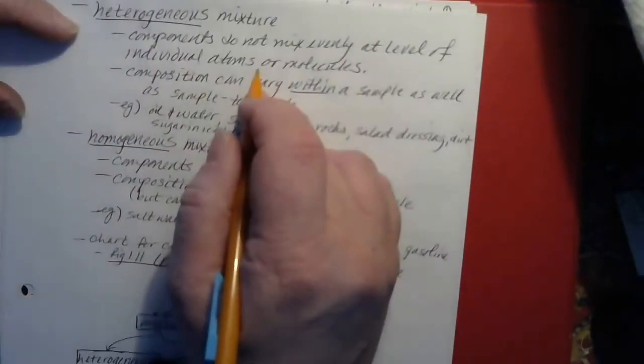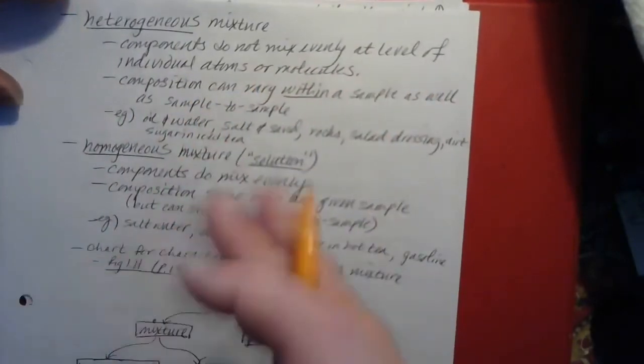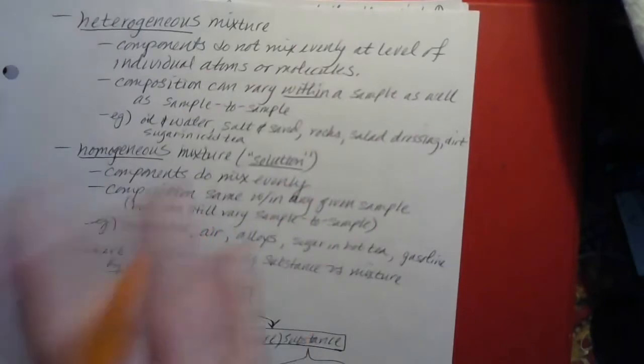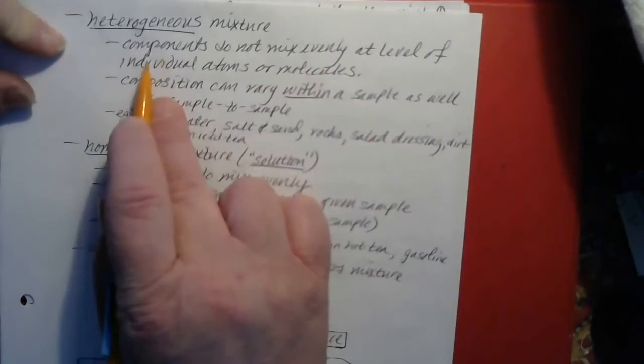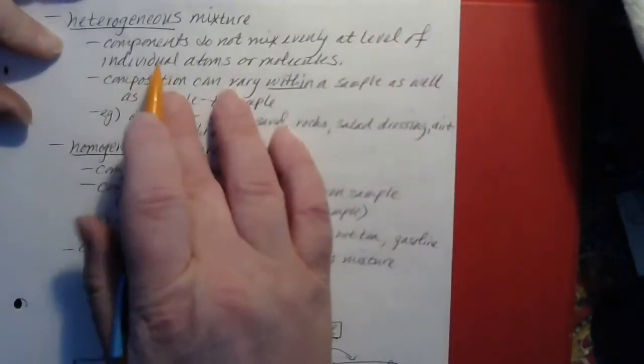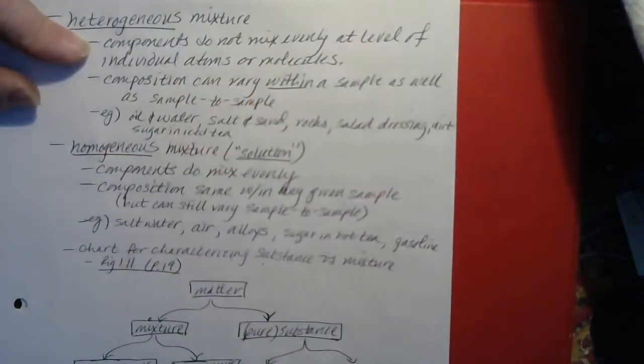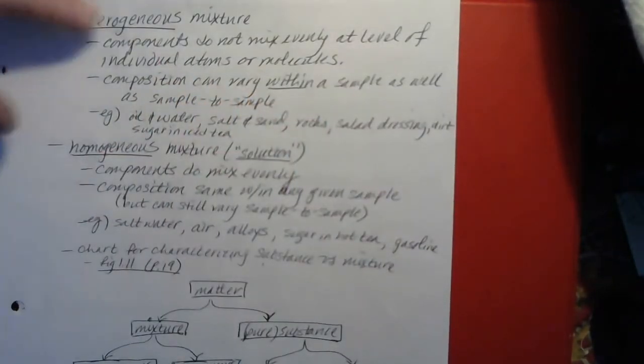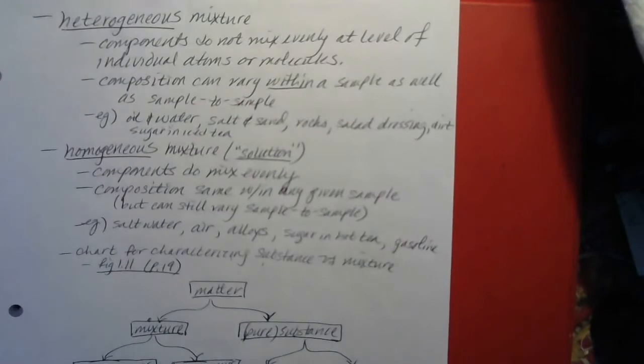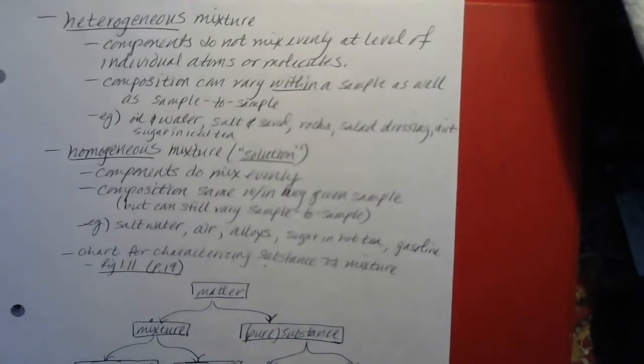Okay, a heterogeneous mixture is a mixture where the properties or proportions can change within a single sample. Heterogeneous mixtures are made up of components that do not mix evenly at the level of individual atoms or molecules. It may be the case where you've got particles that are bigger than individual atoms or molecules, like trying to mix, say, salt and sand together, or salt and sugar for that matter.